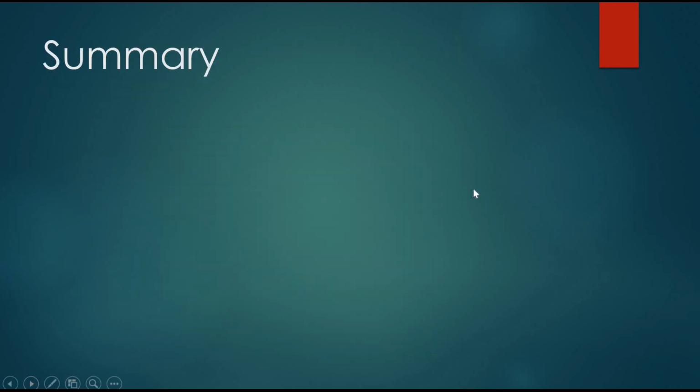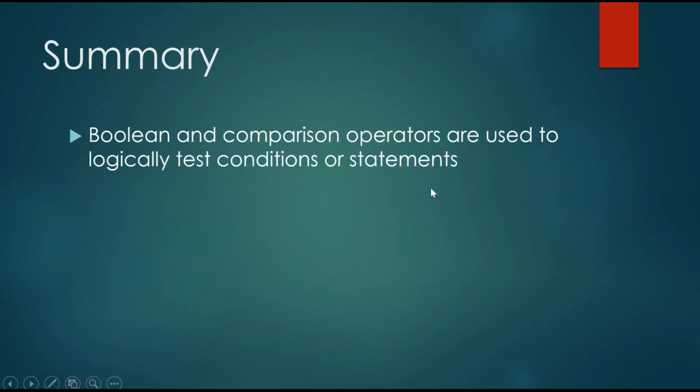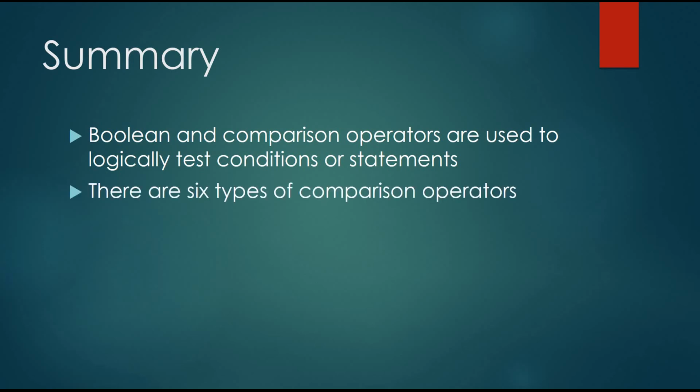So to summarize what we were talking about today, the first thing we talked about is that Boolean and comparison operators are used to logically test conditions or statements. Remember, they are the foundation of creating a logic-based program that can react to things. So they're very important to know. The next thing we talked about were the 6 types of comparison operators. Again, if I were to list those out, they are equal to, not equal to, greater than, less than or equal to, and greater than or equal to. They're pretty logical, and so you probably already know those just through math and through general life skills, I think.